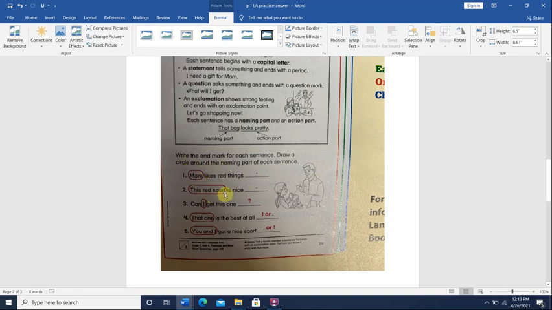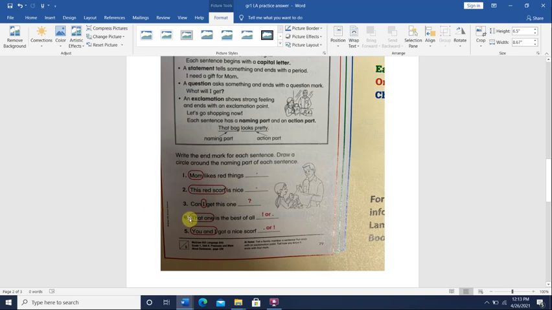Number two, this red scarf is nice. Okay, so the sentence is also a statement. Why? Because the girl is stating or saying that this red scarf is nice. So we end it with a period. Okay, what is the subject, or who is the sentence about? It's about this red scarf. Not only scarf or red scarf, no, this red scarf. You have to circle the complete subject, this red scarf. Why? Because the rest would be the predicate. Is nice is the predicate.